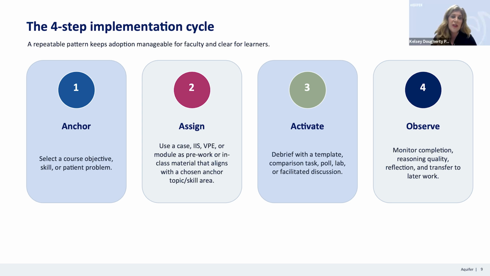So as we go through each of these playbooks, we're going to follow a similar framework of this 4-step implementation cycle that's seen here. So step 1 is anchor. So anchor the activity that you're going to choose from Aquifer to an existing objective, skill, or patient problem.